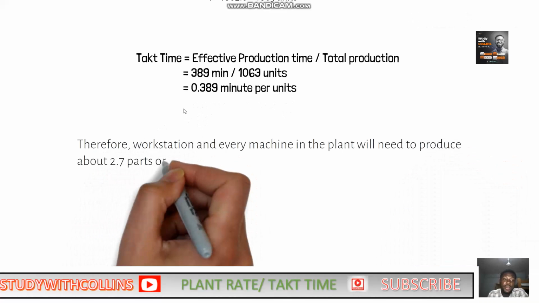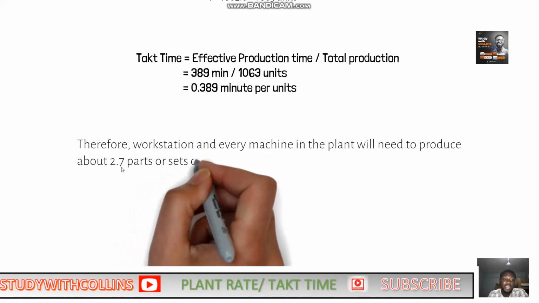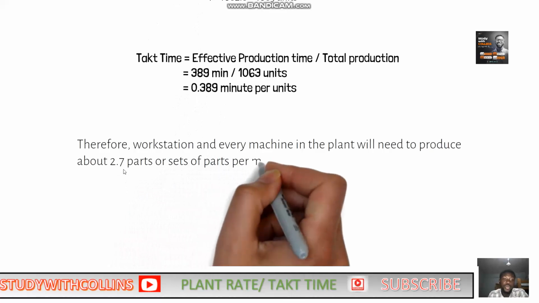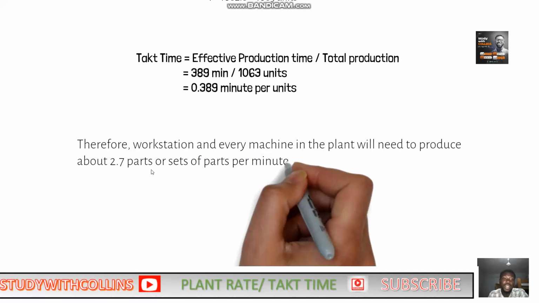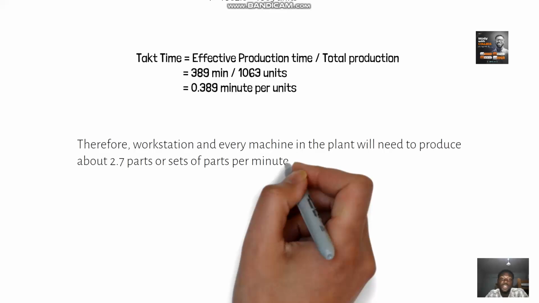So after finding your takt time, we can go on to find our parts per minute, just like we did for the first example. We are getting 2.7 parts per minute. Unlike the first one where we had 2.6 parts, with this one we are getting 2.7 parts. It means that the rate at which we are to produce parts will increase, because we have increased our total units.